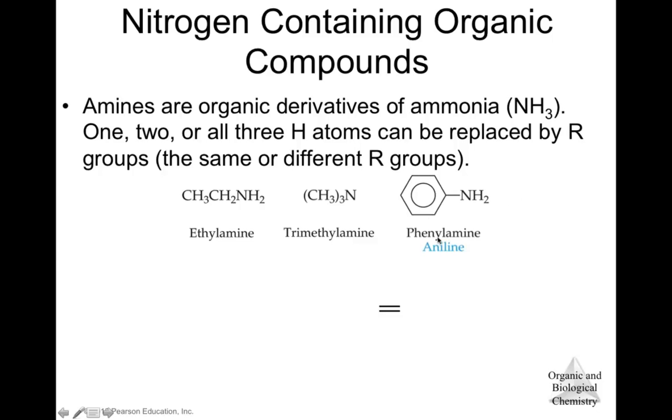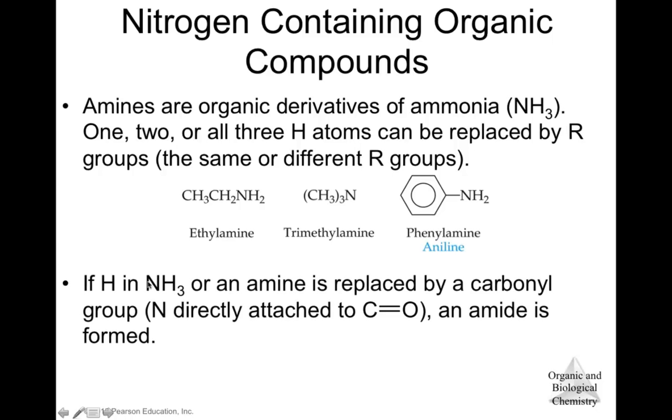And this one is phenylamine, that is basically aniline. This is used to create amino acids also. And if H in NH3 or amines is replaced by a carbonyl group, an amide is formed. So instead of one hydrogen, when you substitute that hydrogen and attach directly to a carbonyl group, that one is called the amide.